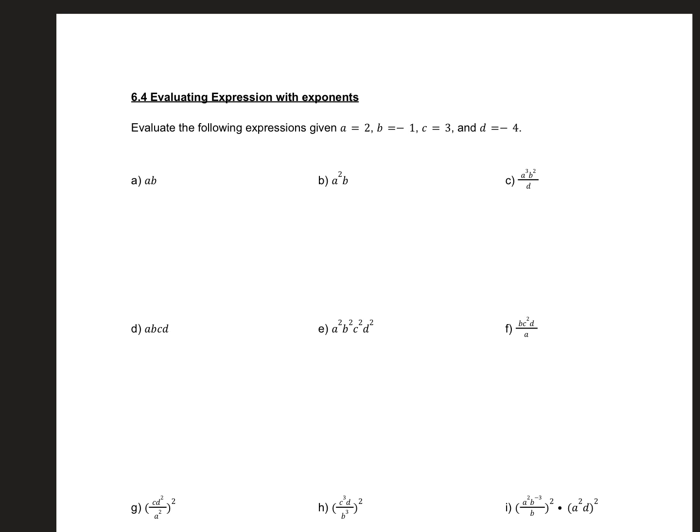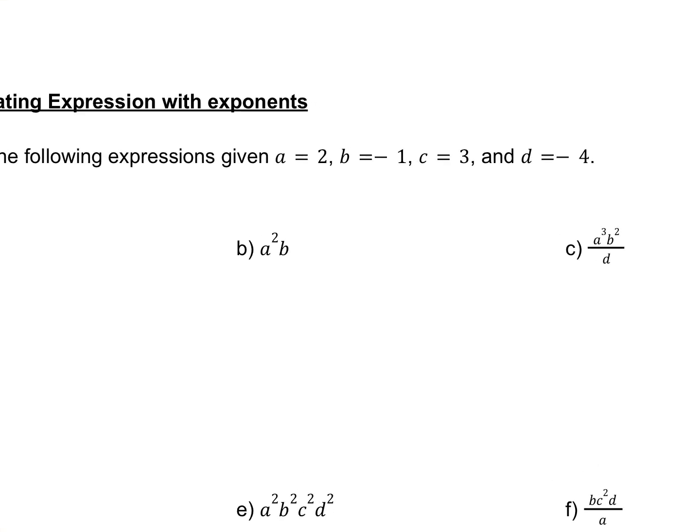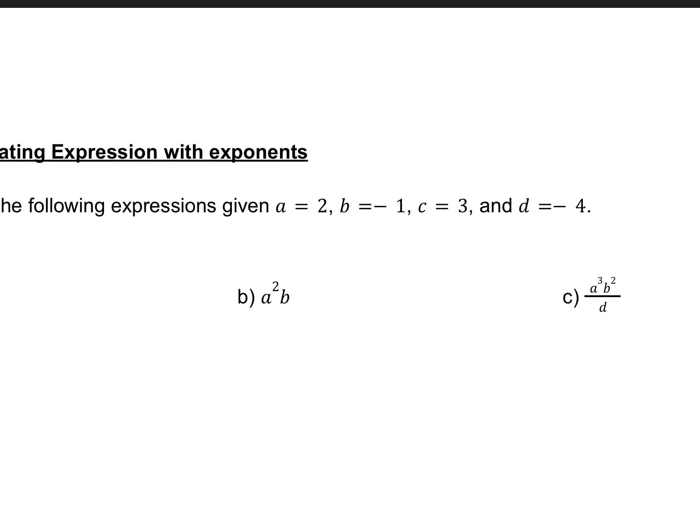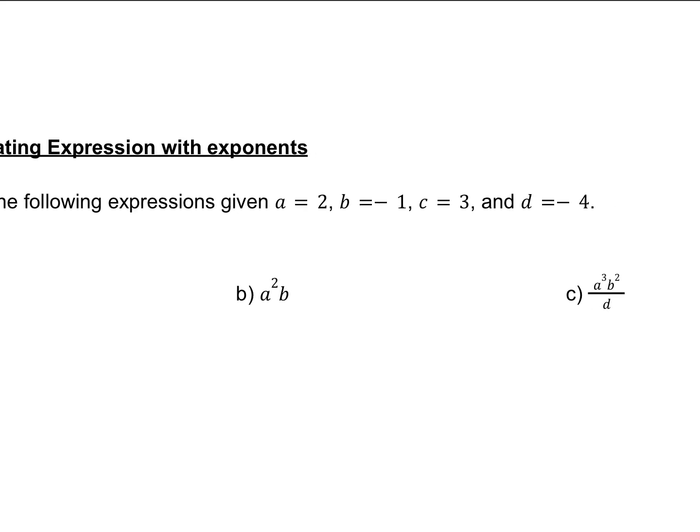So for all of these examples, we are going to use the same numbers for each variable. So it's nice that it's not going to change every single problem. So for every variable A, we're going to substitute in the value of 2. For every variable B, we'll substitute -1. For every variable C, we'll substitute 3. And for every variable D, we will substitute -4. All right, let's go ahead and get going.